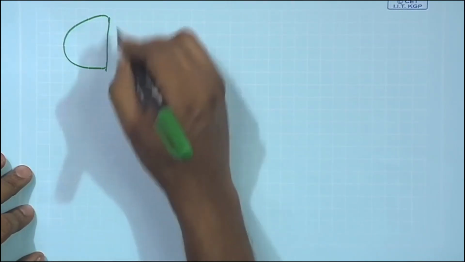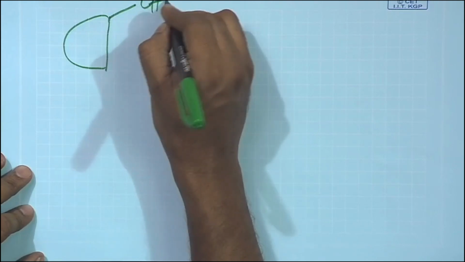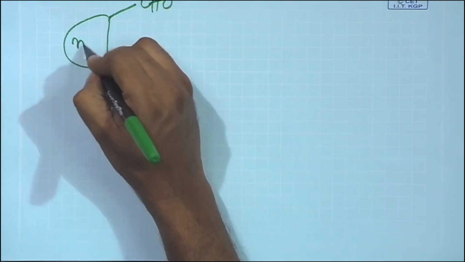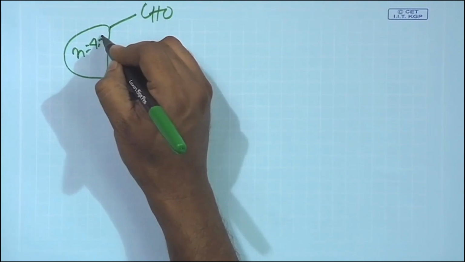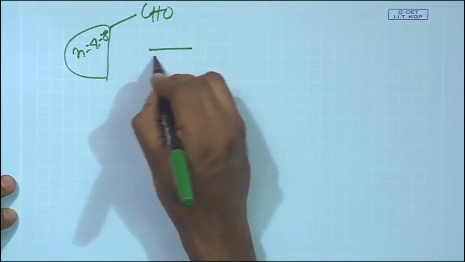Let us say you have a ring, and you want to make this kind of compound. I said this is a ring, which means n could be 4 to 7 or 8, that is, a 4-member ring, 7-member ring, or 8-member ring. The retro will be something like this.